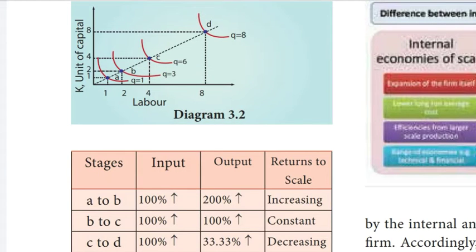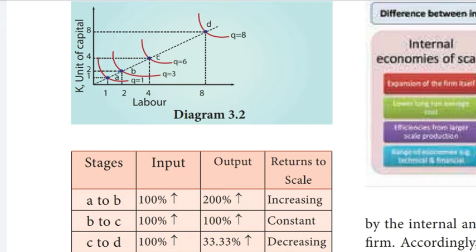Diagrammatic illustration. The three laws of return to scale can be explained with the help of the following diagram. In diagram 3.2, the movement from point A to point B represents increasing return to scale because between these 2 points input has doubled, but output has tripled. The law of constant return to scale is implied by the movement from point B to point C because between these 2 points inputs have doubled and output has also doubled.